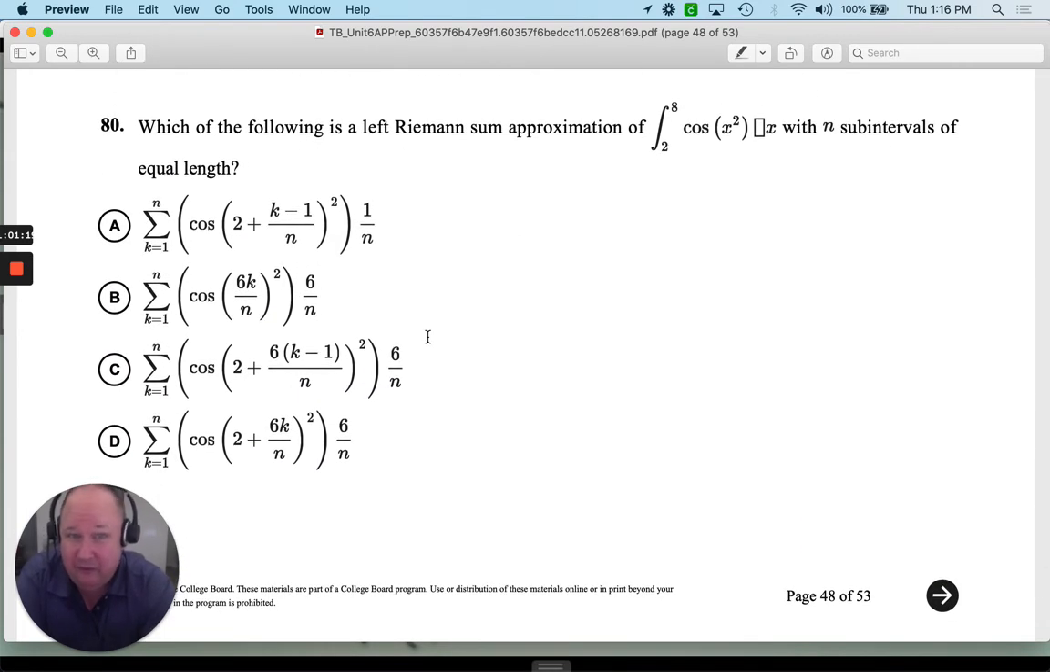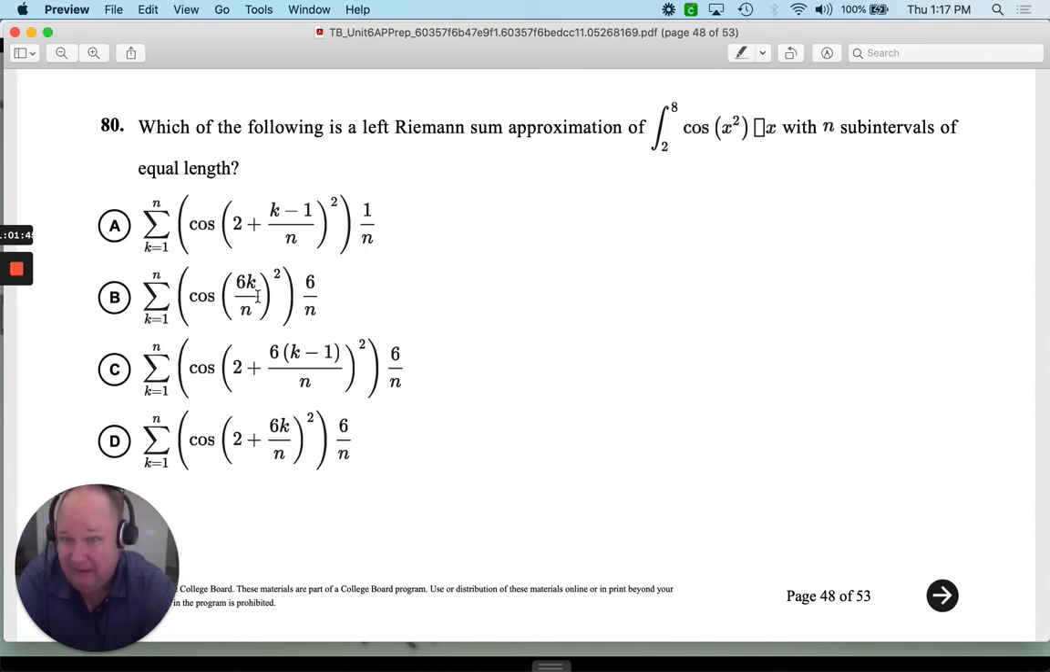Again, these are challenging. Cosine x squared, how could you write it as that? And so from 2 to 8, the width would be 8 subtract 2, which is 6, divided by n, how many rectangles you have. So it's 6 over n, so A is wrong. And then for the height, for a left Riemann sum, you'd plug in 2 to begin with. So if I plug in 2, the answer better be 2 squared.